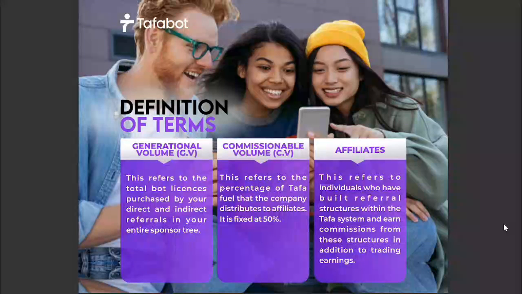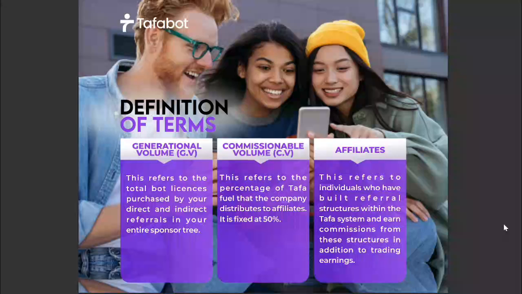Now you look at the generational volume, which is called the GV. This refers to the total bot licenses purchased by your direct and indirect referrals in your entire sponsor tree. The people that use your referral link to register and the people that use their own referral link to register, they are called your entire sponsor tree.